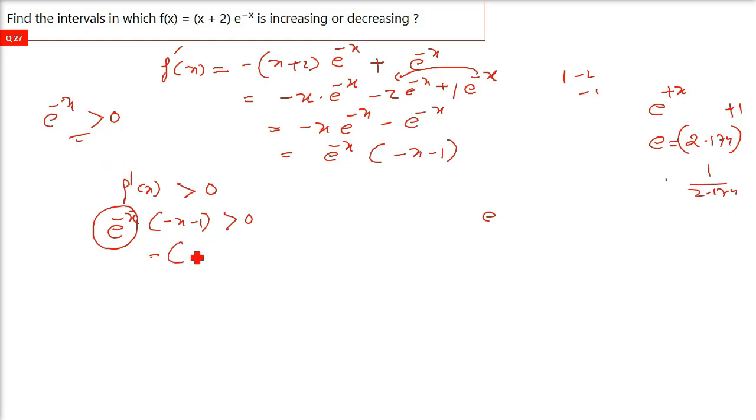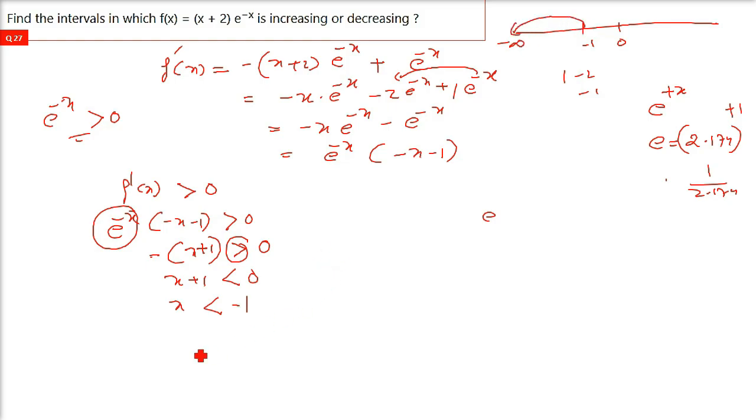How about minus x minus 1? If you take minus common, this is x plus 1, which is greater than 0. My idea is to multiply both sides by minus 1. When you multiply by a negative on both sides, the inequality sign will change. This greater than will change to less than. So now you have x plus 1 less than 0, that is, x should be less than minus 1. Anything less than minus 1 goes from minus 1 till minus infinity. So minus infinity to minus 1 is what we got from here.